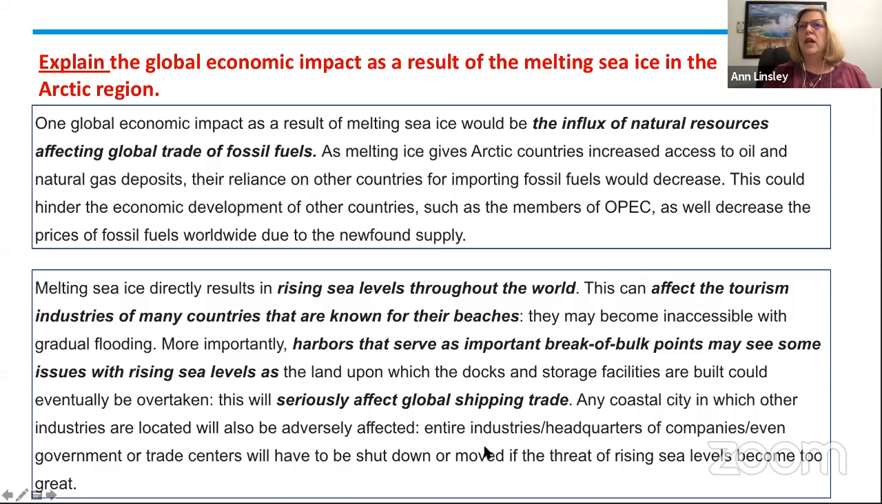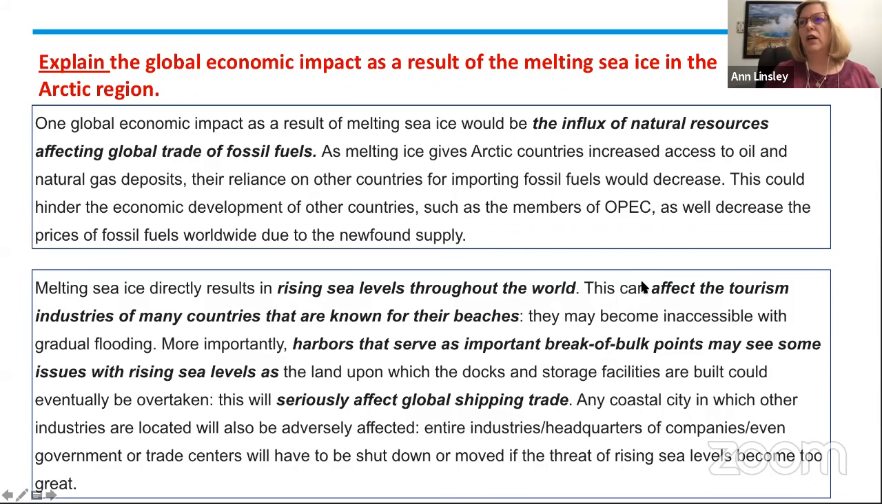Okay. Another approach to answering this can affect the tourism industries of many countries that are known for their beaches. And so they may become inaccessible with gradual flooding. More importantly, harbors that serve as important break of bulk points may see some issues with rising sea levels, and land upon which the docks and storage facilities are built could eventually be overtaken, seriously affecting global shipping trade.